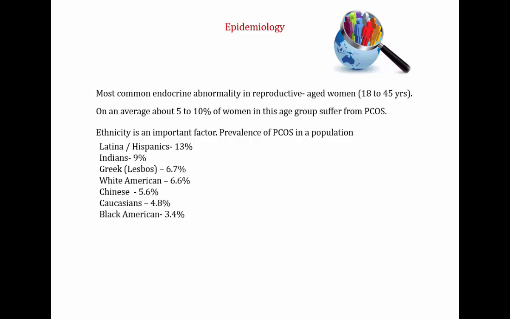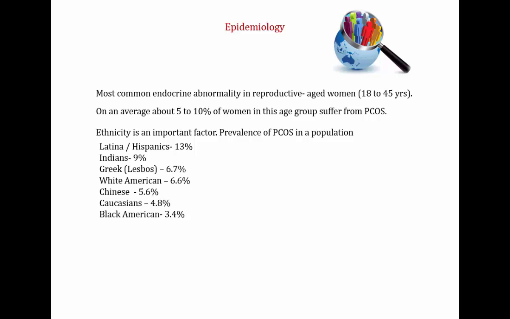Now, epidemiology. It is the most common endocrine abnormality in reproductive aged women. The age of 18 to 45 years is taken into consideration because this is the reproductive age of women. Below this are the adolescent years, and some of the symptoms can be confused with normal adolescent development, like irregular cycles. Irregular cycle is also seen in adolescence, so it might be confused. So later we'll see that what could not be developed yet is accurate testing during adolescent years, and how the disease progresses from adolescence to adult.